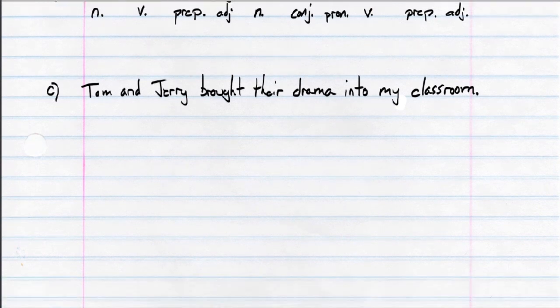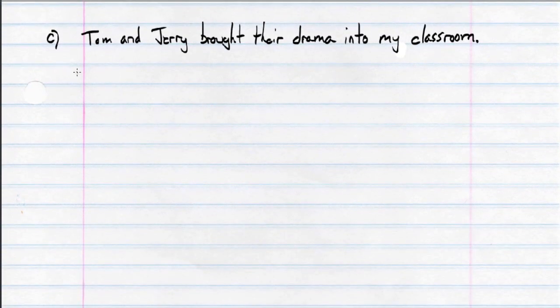Okay, sentence C, here we go. Tom and Jerry brought their drama into my classroom. I'm going to start with what's easiest for me. I like proper nouns. There they are. That's a noun and a noun. Here is a word joining these two words, and it's one of the 7: and, but, or, nor, for, so, yet. So I'm going to get it out of the way right now. That's a conjunction. All right, so now I've got a noun, conjunction, noun. Every sentence has to have a verb or it's not a sentence, so I'm going to look for my verb here. Brought. Brought is an action verb. It's right there. Now, classroom is a place. That's a noun.